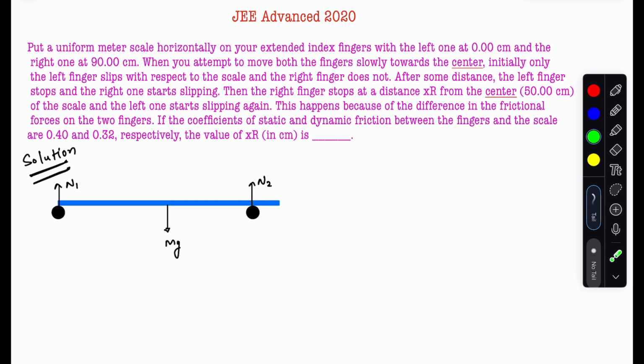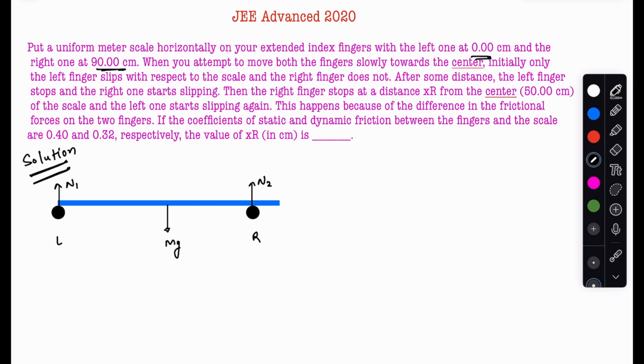So we are putting this scale onto our index fingers. This is the first index finger, and this is our second index finger. This is our left index finger and this is our right index finger. So the right one is at 90 centimeter, and the left one initially is at 0 centimeter.